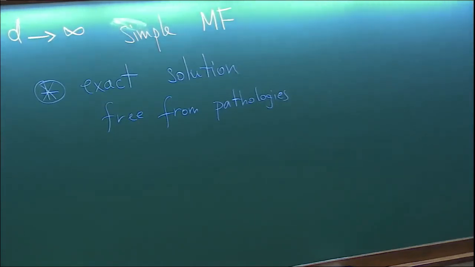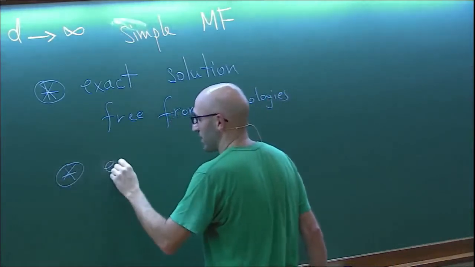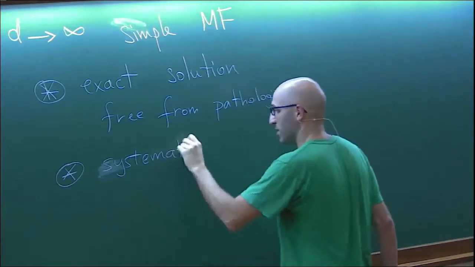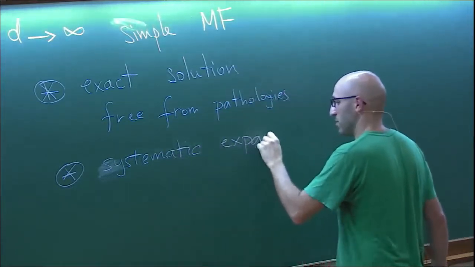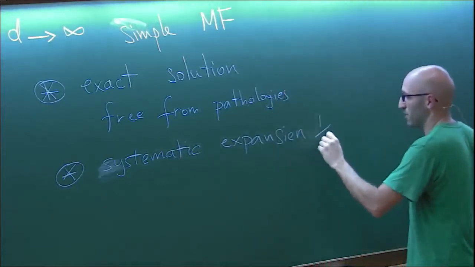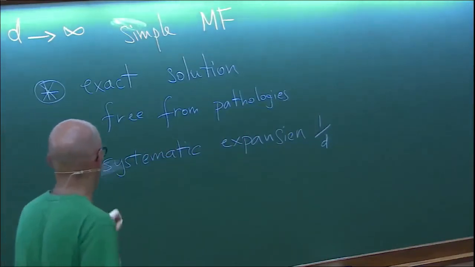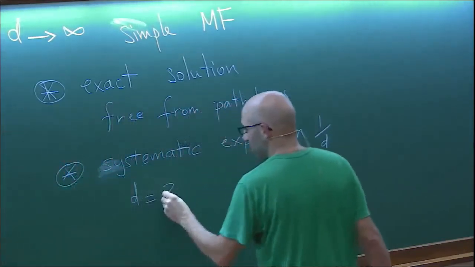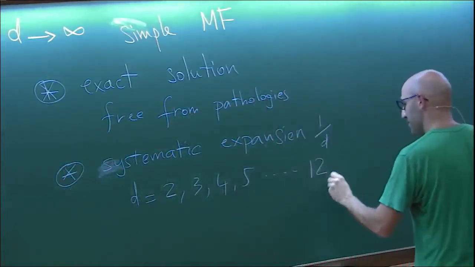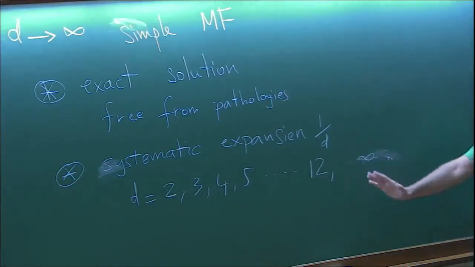And the other thing is that, okay, you can hope then to make some kind of systematic expansion around the infinite dimensional limit. So let's say in 1 over d. So you can try to do this analytically, or you can do simulations. So in simulations, you can try to do simulations as a function of dimension.